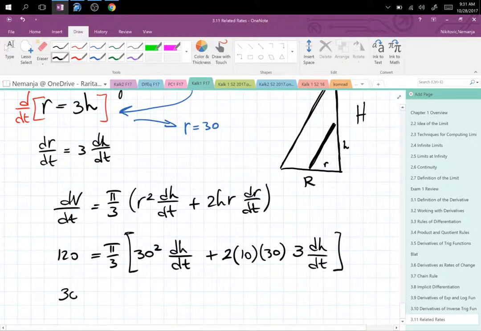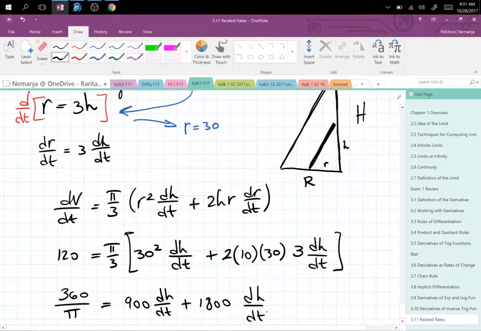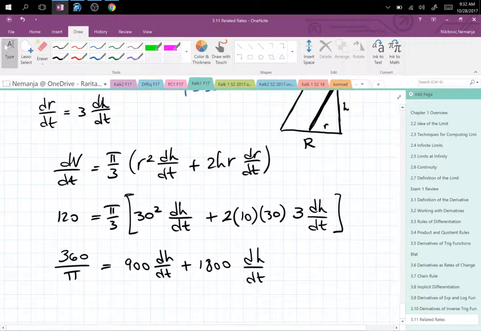So we have 360 over pi is equal to 900 dh dt plus 1800 dh dt. Right, that's 900 times 2, 1800.